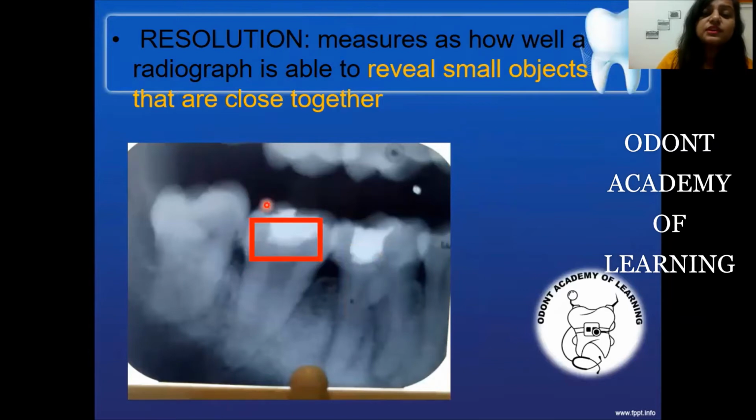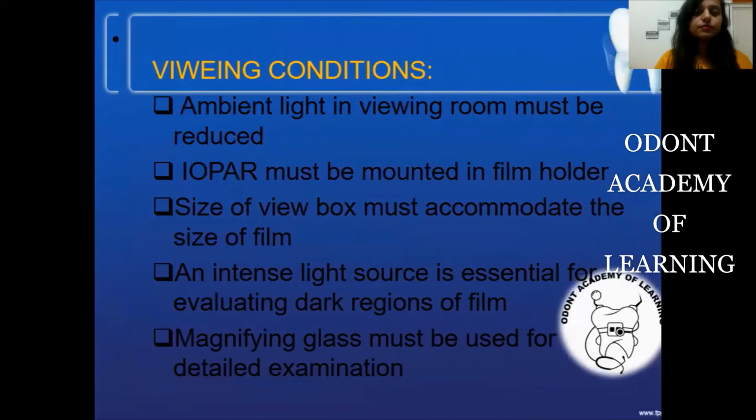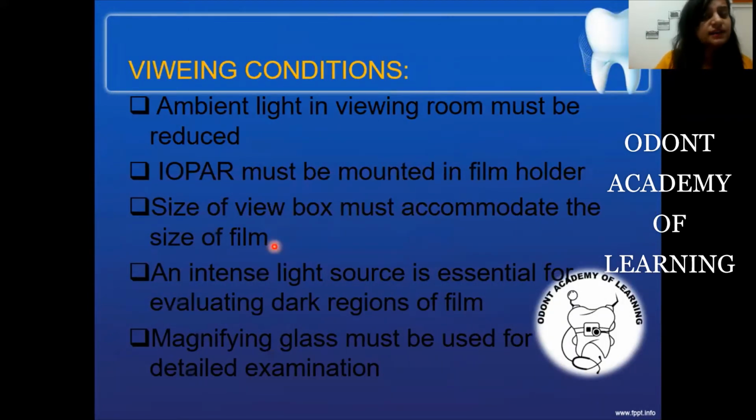And finally, we have the resolution of a radiograph, which says that you should be able to differentiate two areas which have very similar radio densities and are placed close to each other. In this case, you can appreciate the restoration here and a slightly lower radio density of the base of the restoration.